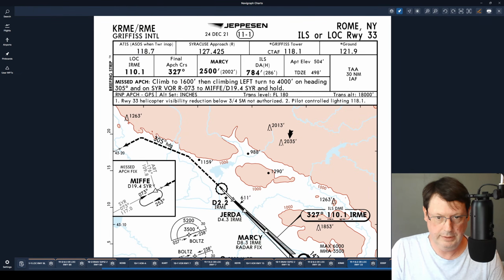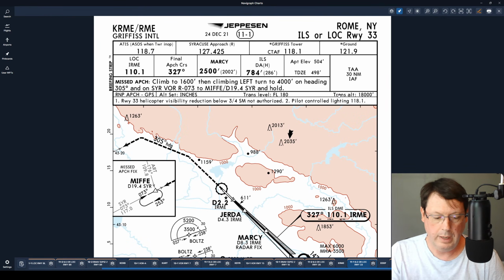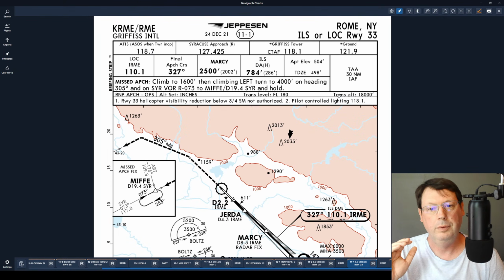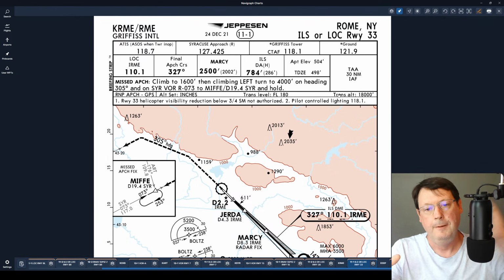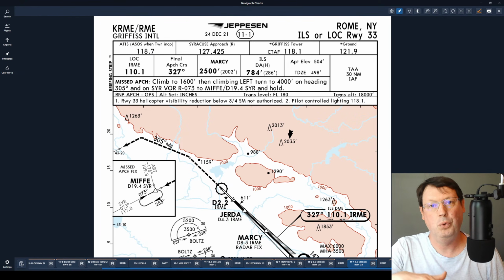Now, here's another kind of curious thing. You see here transition level, flight level 180, transition altitude 1,800 feet. So in the United States, and maybe this is just the American in me, the transition level and the transition altitude are always 18,000 feet. Always, no matter where you are in the United States. Now, 18,000 feet and above is Class A airspace. Transition level is for landing.